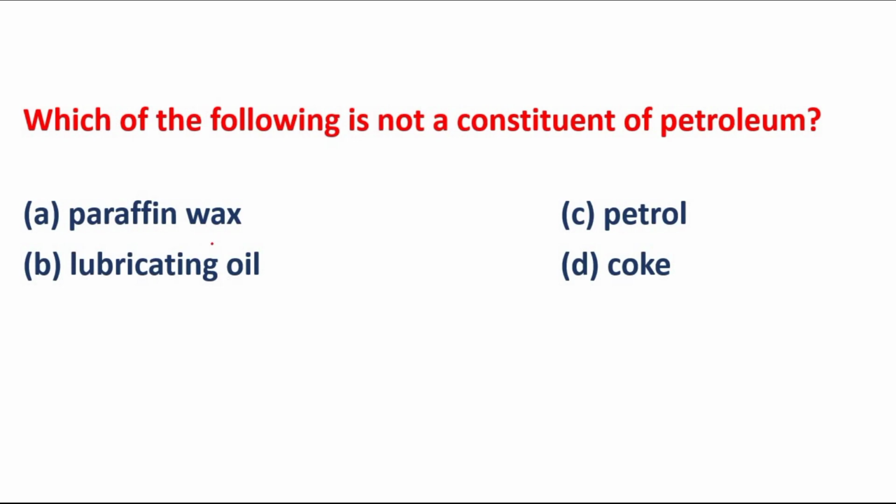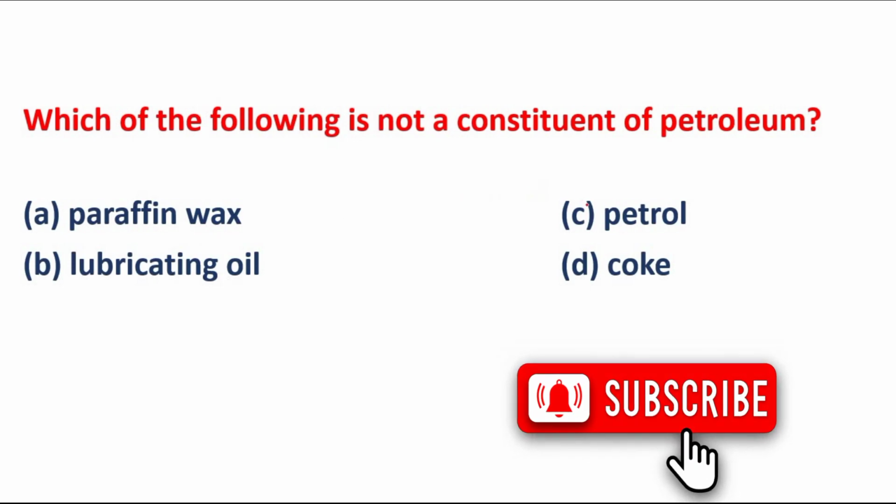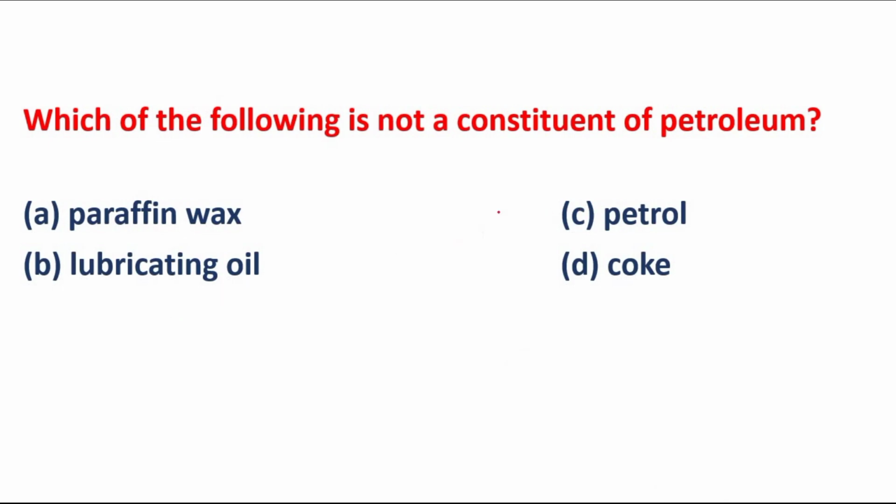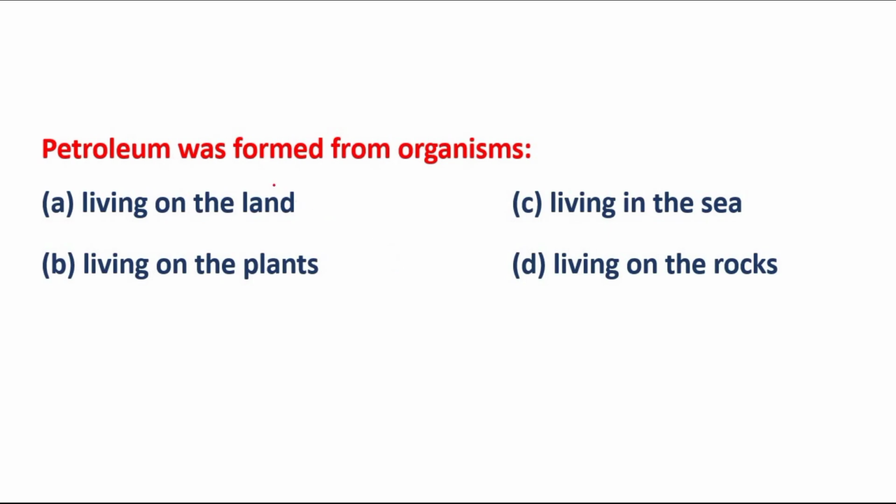Here is the next question. Which of the following is not a constituent of petroleum? We know that paraffin wax, lubricating oil and petrol are the constituents of petroleum. But coke is obtained by processing coal. Therefore, the correct answer is option D. It is not a constituent of petroleum. That is, coke is not a constituent of petroleum.